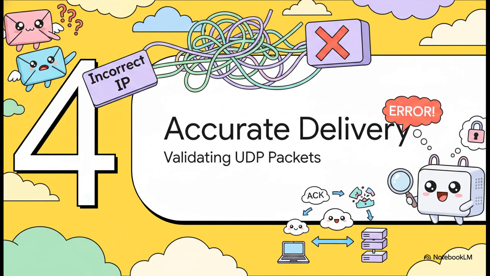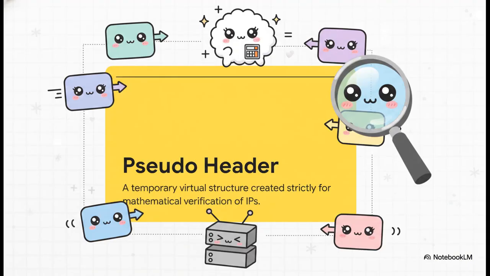All right, moving to Section 4, ensuring accurate delivery. So here is a major complication. If UDP is so incredibly fast and, well, careless, how does the system ensure the package didn't just get dropped at the completely wrong IP address entirely? To solve this, network engineers came up with a genuinely ingenious concept, the pseudo header.